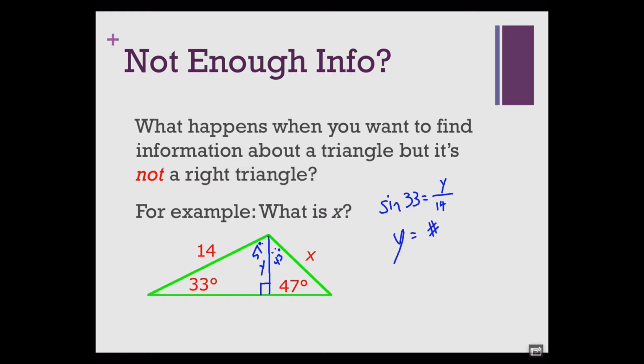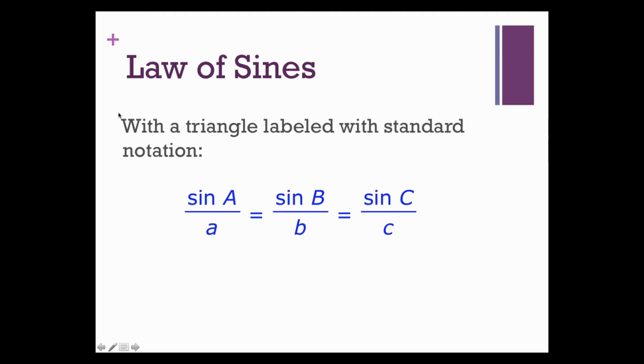Was that an easy process? No, it was icky. So let's use the law of sines instead. Here's the law of sines. There's 3 parts there. You're only going to use 2 of the 3 parts depending on the problem you're solving. The law of sines says if you take the sine of an angle and you put it over the measurement of the side opposite that angle, sine of A over little a, that's going to equal the sine of a different angle over its opposite side.